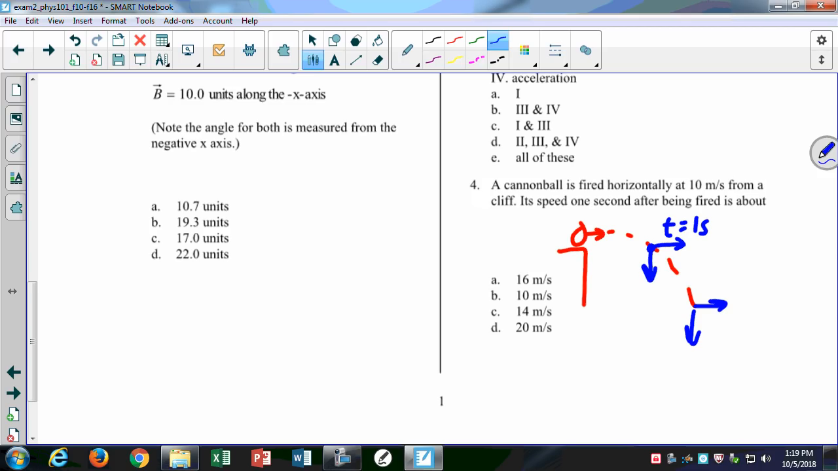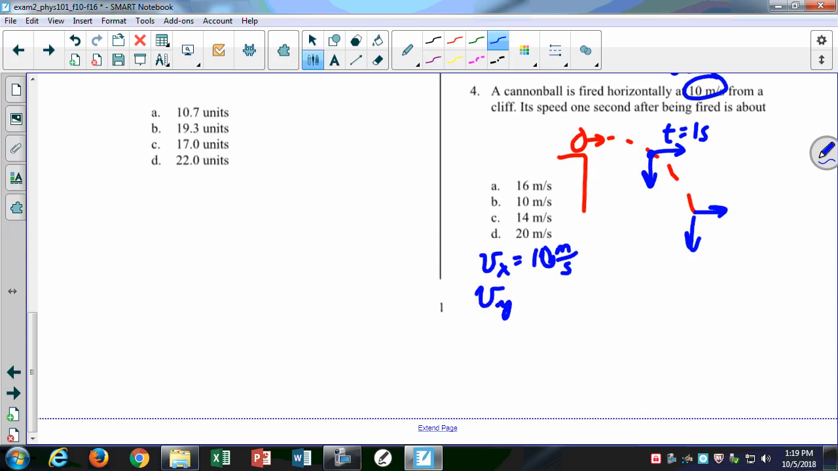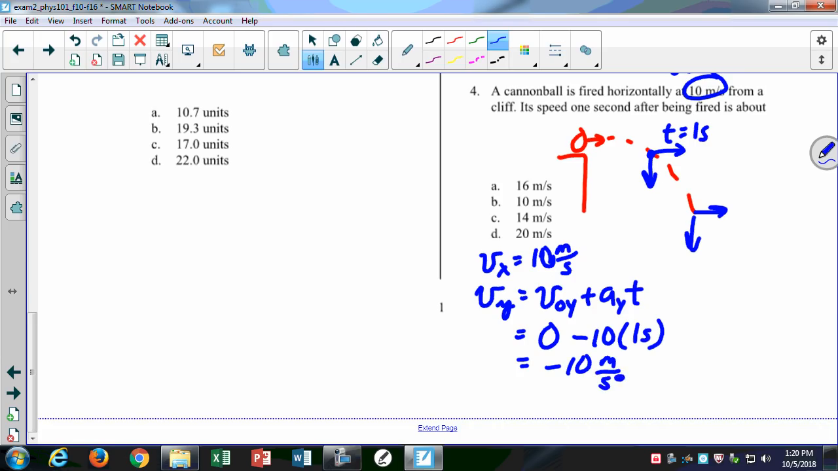The x component is easy because I already know it. Vx is equal to 10 meters per second. Because it's fired horizontally, that is my v naught x. And since it doesn't accelerate in the x direction, v naught x is equal to Vx at all times. It's always the same. Vy is a little more complicated. I say Vy is equal to V naught y plus Ay times t. That's 0 minus 10 times 1 second. So it's equal to negative 10 meters per second squared. Or meters per second, excuse me.